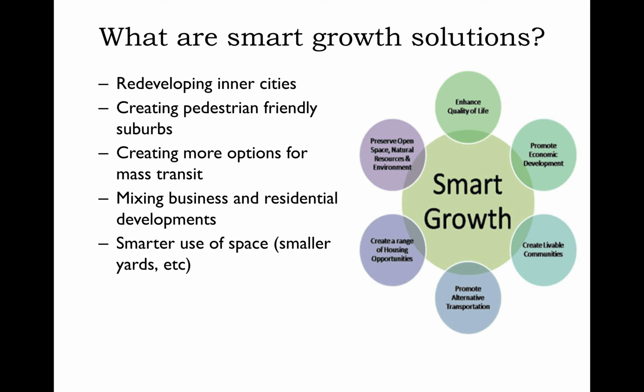How do they do that? They provide mass transit that connects the central city to the suburbs. They mix business and residential development. So again, less use of car, more pedestrian friendly, accessing to homes and business services. Then they also use smarter use of space, smaller yards, denser housing populations, houses closer together.